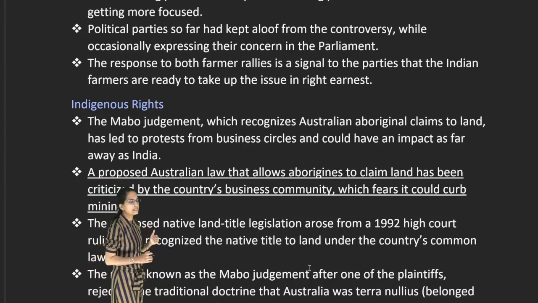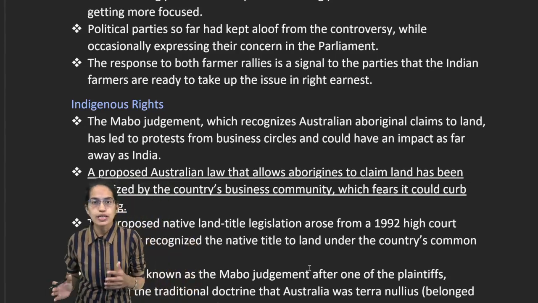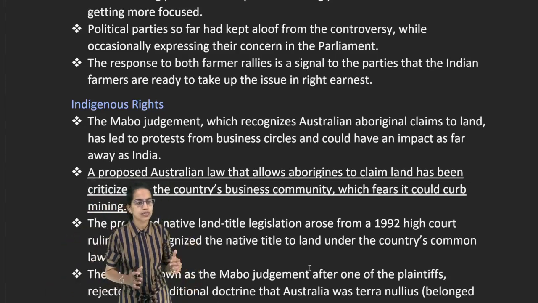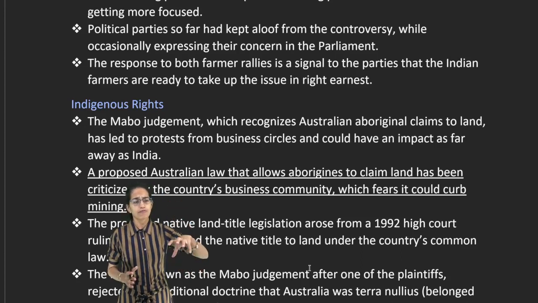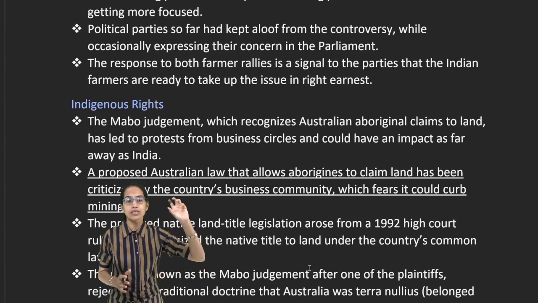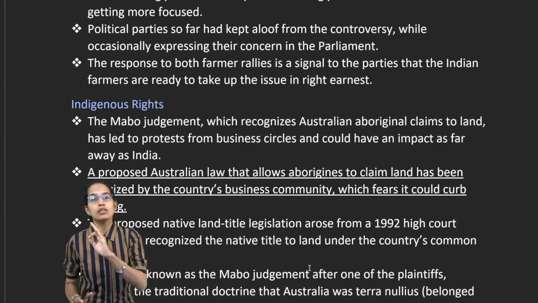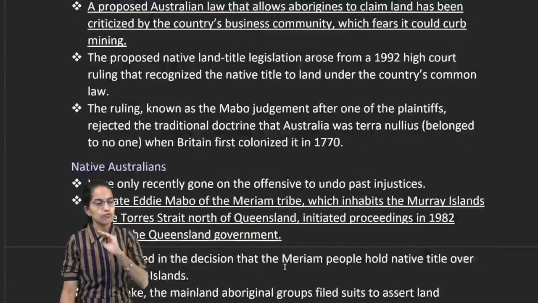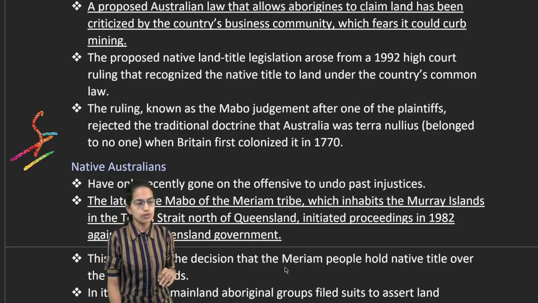The next is Indigenous Rights. There are various communities, for example Australian Aboriginals, an important community. A law proposed for them has been criticized by the country's business community, with fears that it would curb mining. For this, legislation has been brought, and the Mabo judgment is one of the important ones.